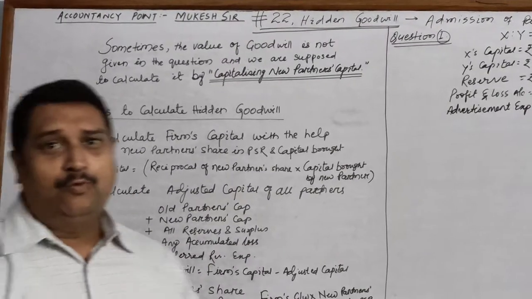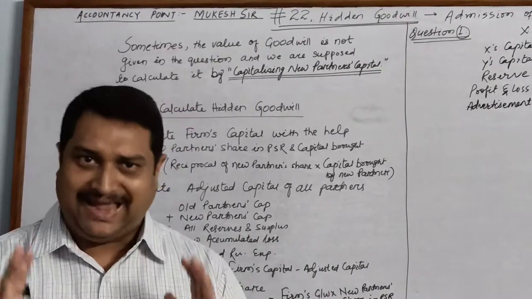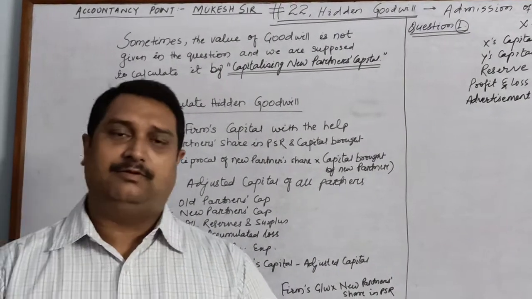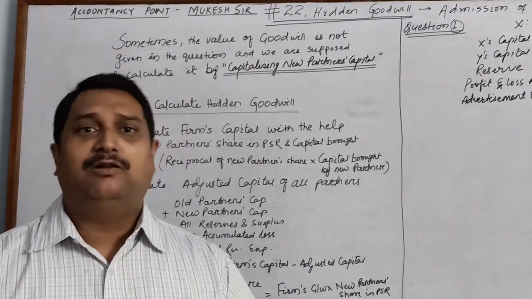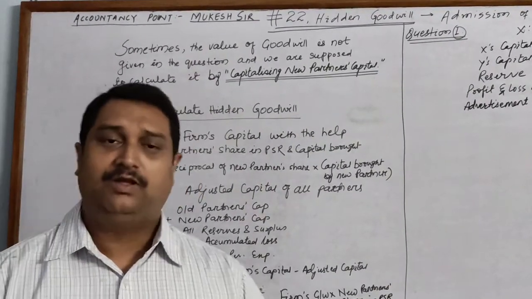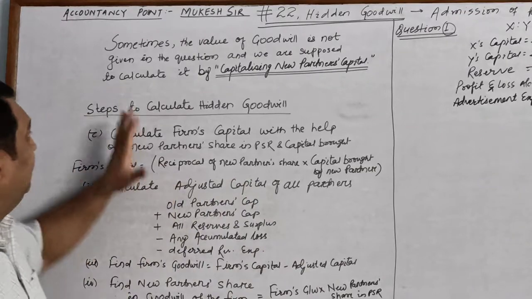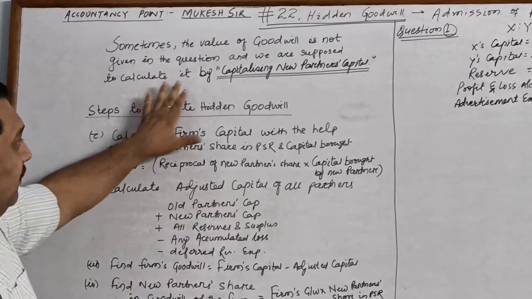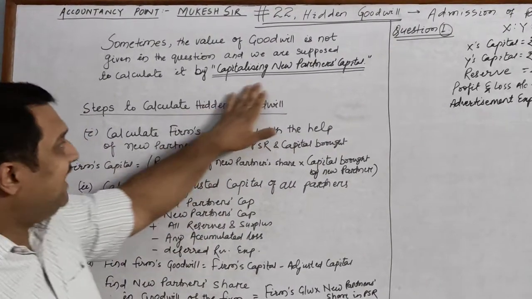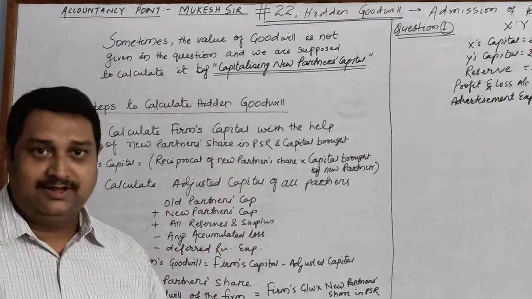Children, most of the times when a partner gets admitted, a newly admitted partner brings capital and his share of goodwill. But sometimes the goodwill of the firm or the newly admitted partner is not given in the question. In that case, we have to calculate the amount of goodwill of the firm, and we do it by capitalizing the new partner's capital. Now, what is capitalizing the new partner's capital? You will come to know when we discuss the steps and the methods.